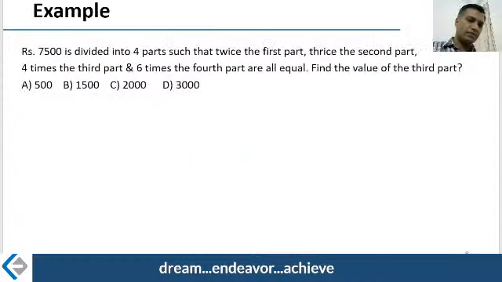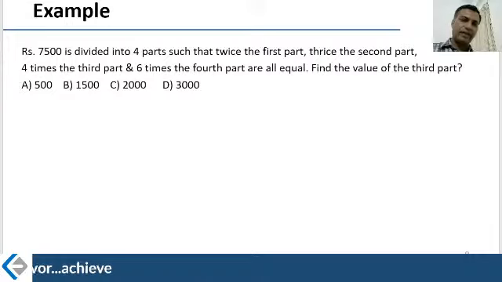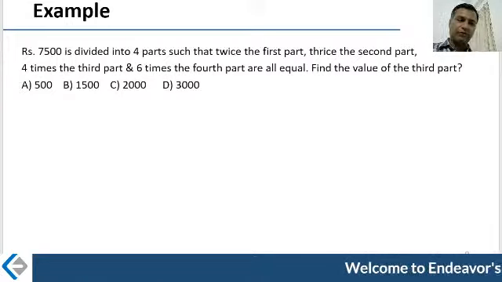One more example on this. Do it with me now. There is another example. Let's do it together. 7,000. All right, now read it. I'll give 30 seconds. Read the question.